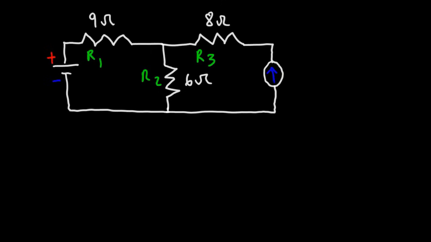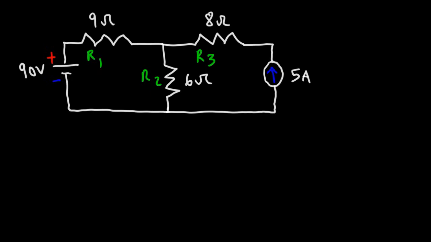In this video, we're going to solve this circuit using mesh current analysis. So what we have here on the left is a 90-volt battery. R1 is 9 ohms, R2 is 6 ohms, R3 is 8 ohms, and we have a 5 amp current source.